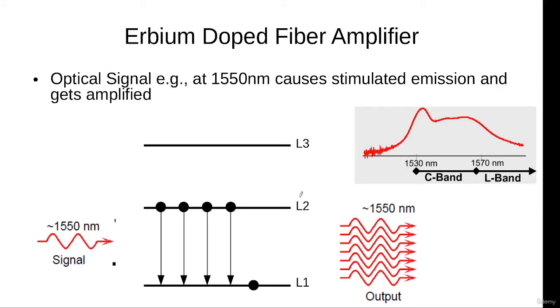Now when the majority of the electrons are in the L2 state and there is an incoming light signal, which is the signal that we want to amplify, for example with a wavelength of 1550 nanometer. We know that light travels as photons, so this incoming light signal is actually a photon, and this photon has this wavelength. When this photon strikes these electrons that are in the L2 state, these electrons get stimulated. As a result of this stimulation, these electrons move from the L2 state to the L1 state.